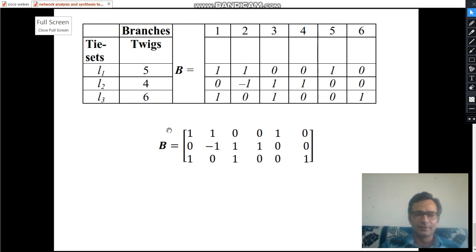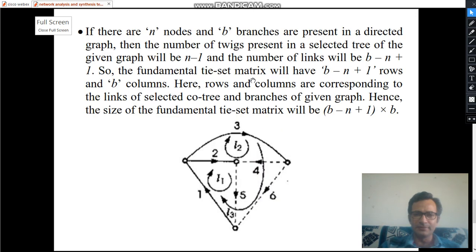So here what will be the size? Number of tie sets by number of branches. Number of branches B. And how many tie sets are there? We have already discussed: B minus N plus 1. B is total number of branches. N is total number of nodes in a given graph.